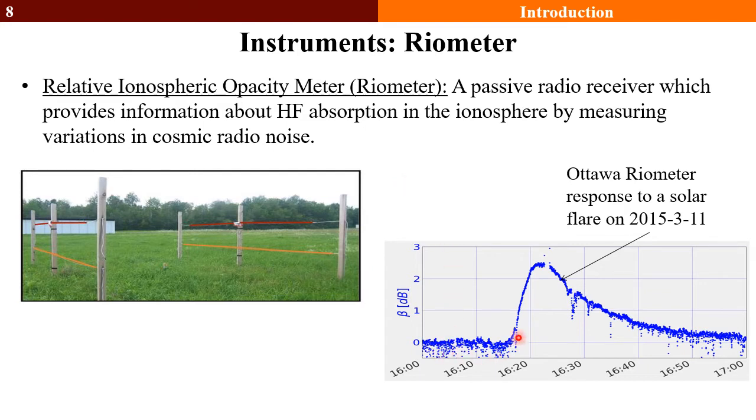And here is an example of solar flare impact on the riometer, where you can see the background riometer observation is around 0 dB, and it suddenly jumps up to 2.5 dB, and then comes back to background again. The riometer station name here is Ottawa.